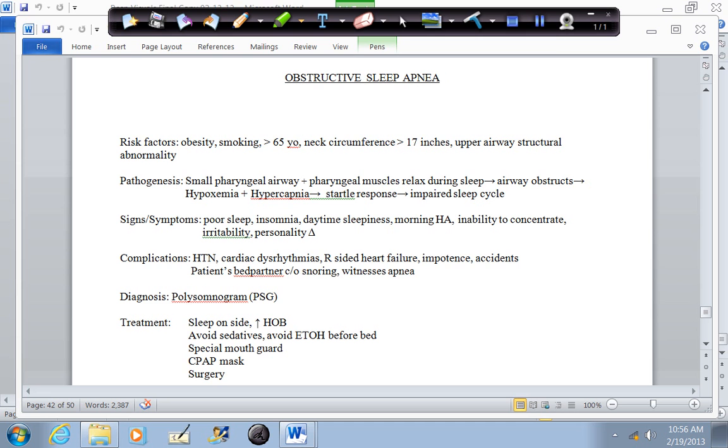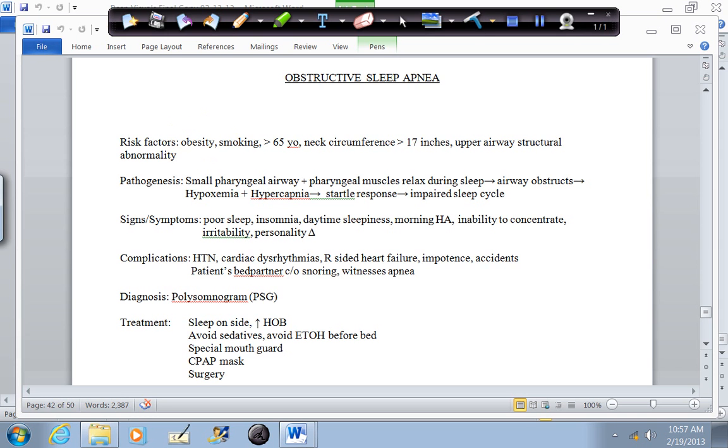The pathogenesis here is pretty simple, so I didn't make a big chart out of it, but there's a small pharyngeal airway because of these issues, and then the pharyngeal muscles relax during sleep, which they do, and the airway simply obstructs. When we think of obesity, we think of people getting heavy on adipose tissue on the outside of everything, just under the skin. But you need to remember, with obesity, the organs inside are being crowded as well, and the inside of the throat is simply building up fat tissue and narrowing down, and that's usually how this happens.